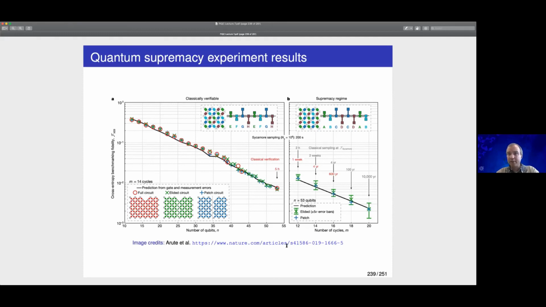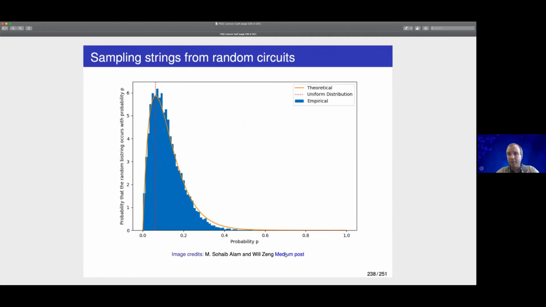The article is quite easy to read. There is also this other article that I have linked here that explains this idea of the cross entropy, the Porter-Thomas distribution, and all that. And I think if you are interested in this, you will be able to read it and understand a lot of what is going on.